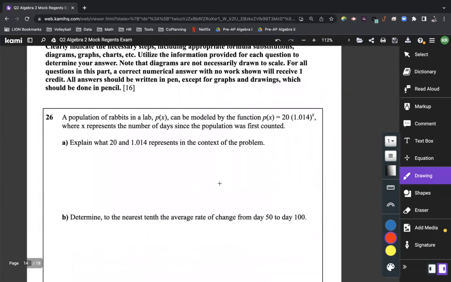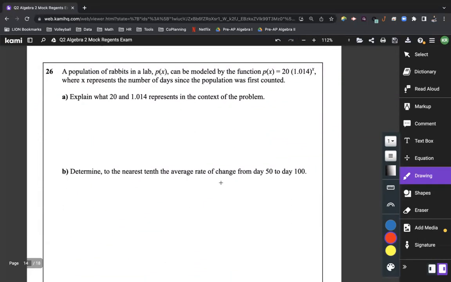So these are the 4-point questions, right? And a lot of you guys did really well with this first part in explaining, right? So 20 is your y-intercept, which is your starting point. And 1.014 is your rate of change.